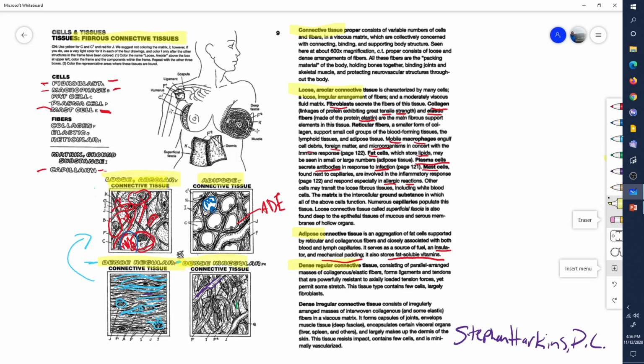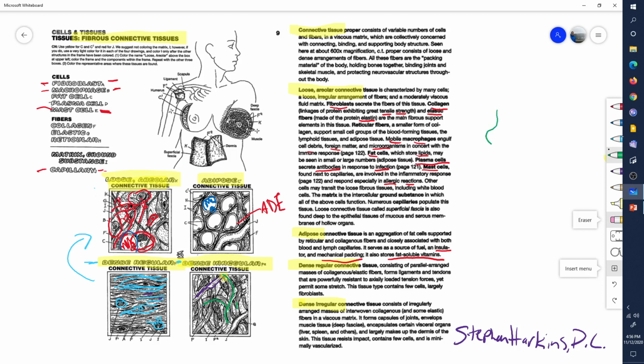Lastly, dense irregular connective tissue, and you can see why it's called dense and irregular. Compare it to the dense regular here, and you notice it's irregular. It's kind of scattered about, but it's more dense than, say, adipose tissue and loose areolar tissue. And you can see these strands of collagen running through the dense irregular connective tissue. Where we find dense irregular connective tissue is in joints.